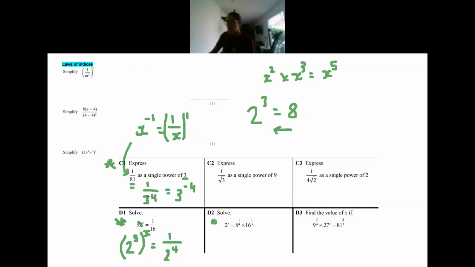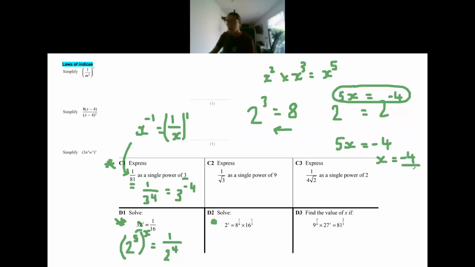So we've seen this 1 over the reciprocal, and we know that when we've got these indices with brackets, we multiply. So to simplify this further, that's 2 to the power of 5x equals 2 to the power of minus 4. Now our base values are the same, that is to say 2 to the power of 5x is 2 to the power of minus 4. So we can equate our indices. 5x equals minus 4. Divide by 5, x equals minus 4 over 5. And leave it as a fraction or simplify that decimal.